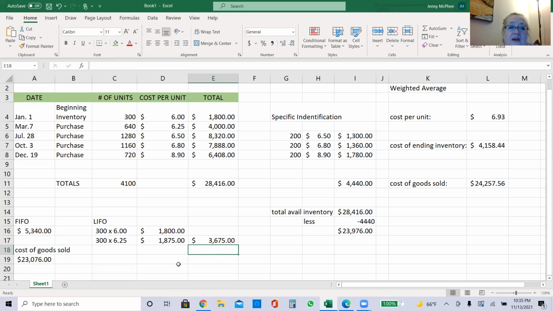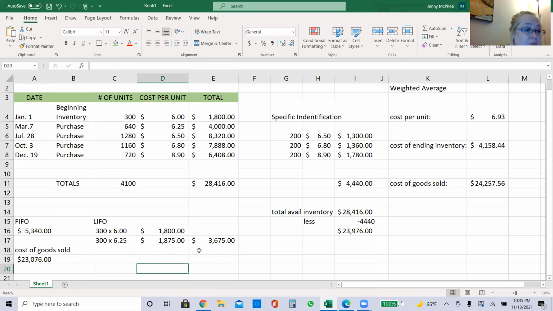$3,675. And then now we have to get our cost of goods sold. I hope you can hear me. I accidentally undid my mic. So our inventory is worth 36.75. And now we're going to get our cost of goods sold.